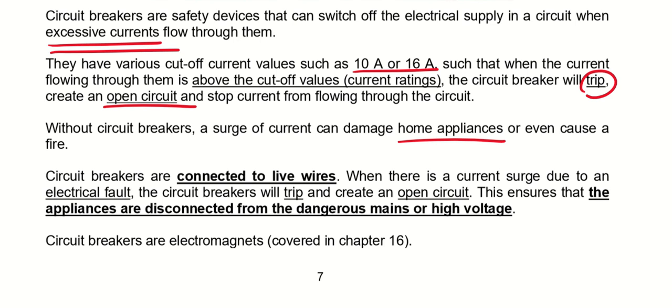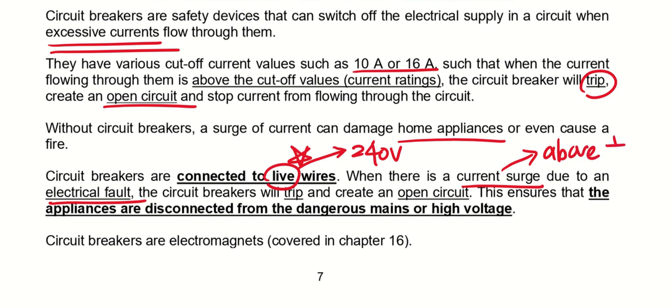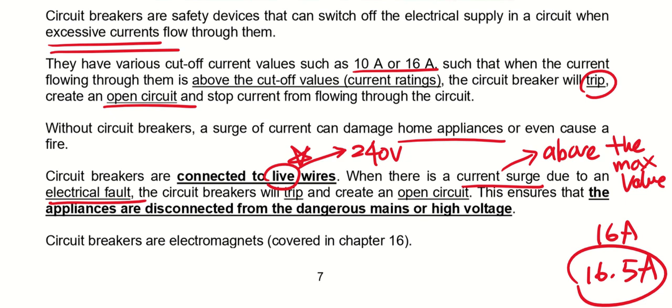Circuit breakers are connected to live wires. This is important. Live wires, I will tell you first, are at a potential of 240 volts. Later on, I'll elaborate more. When there's a current surge due to an electrical fault, current surge means current that is above the maximum value. Just now we see ratings like 16 ampere, right? So if I have a current surge, even like 16.5 ampere flowing through, it will cause the circuit breaker to trip and create an open circuit.